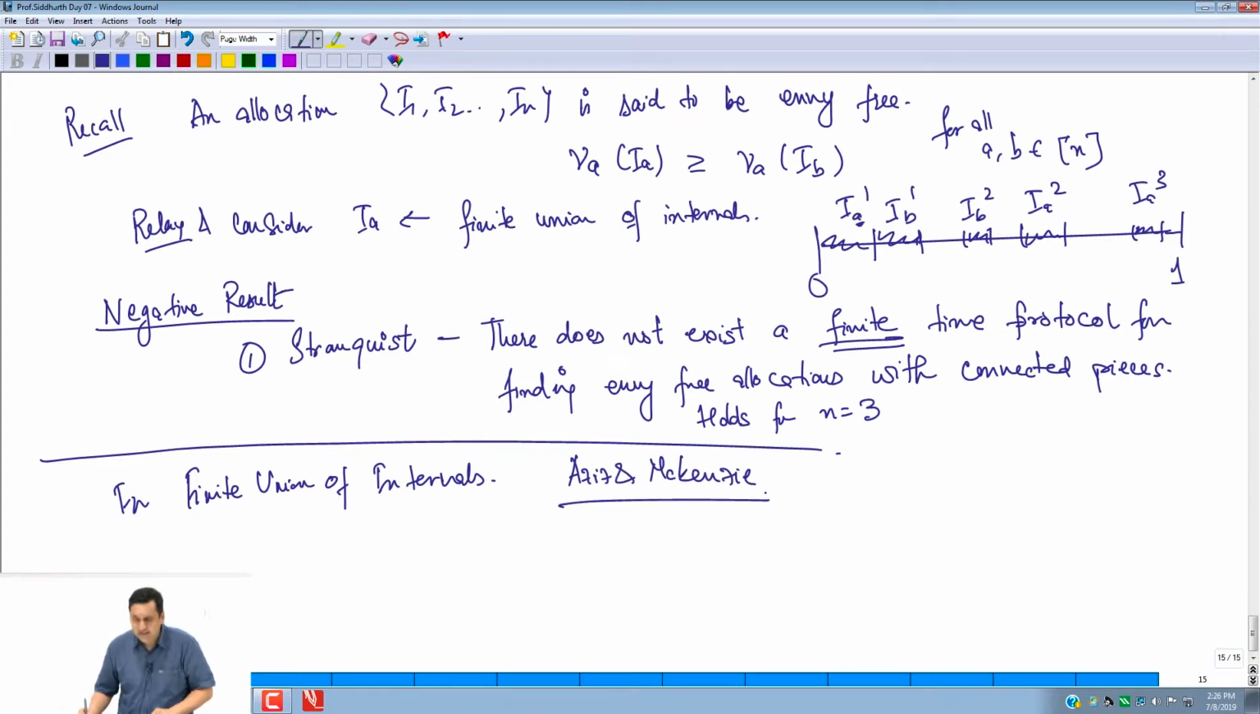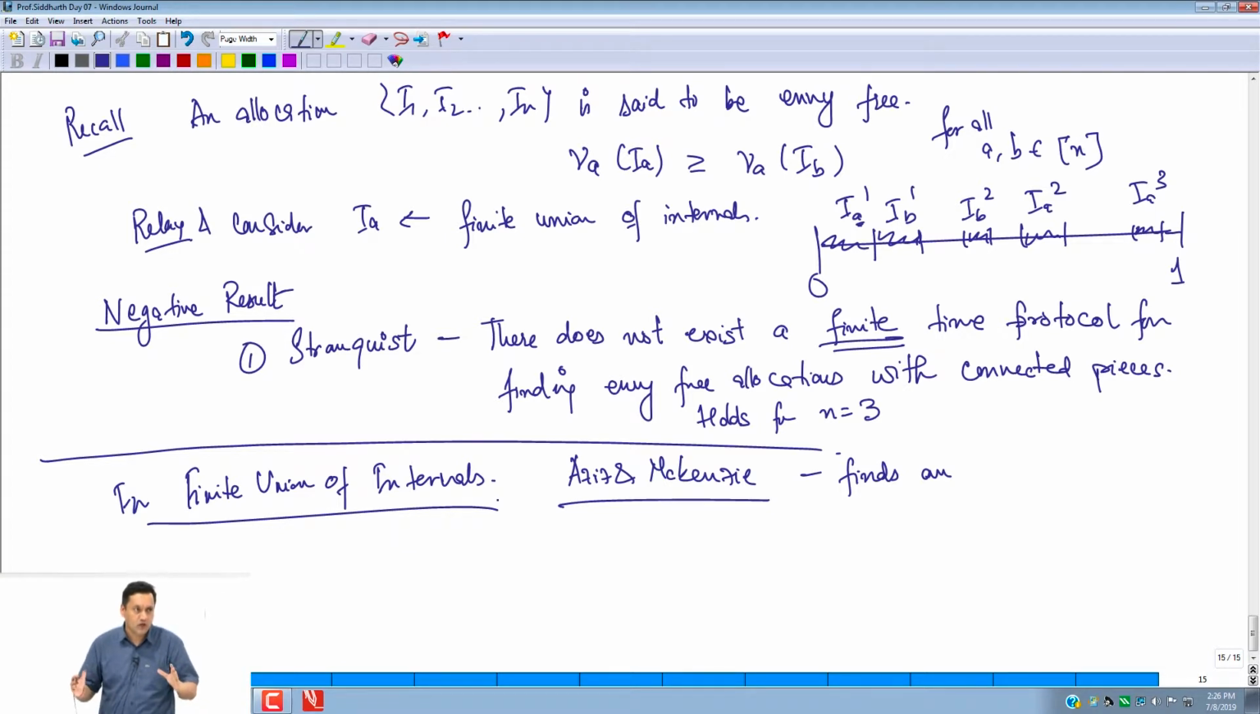there's this nice result by Aziz and McKenzie. It's not too old. It's in fact a result from 2016 that gives a finite time algorithm. But it's very generous with the word finite. So again, in this non-contiguous model, because for the contiguous model we have this negative result, and both of these are in the Robertson-Webb query model.